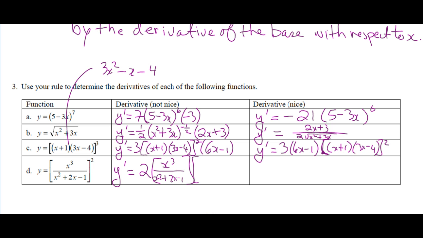So what do we need? x squared plus 2x minus 1 times 3x squared minus x cubed times 2x plus 2, over x squared plus 2x minus 1 squared.